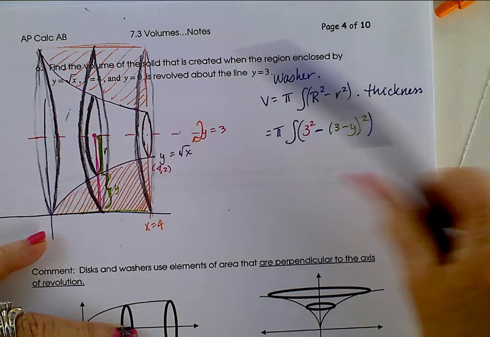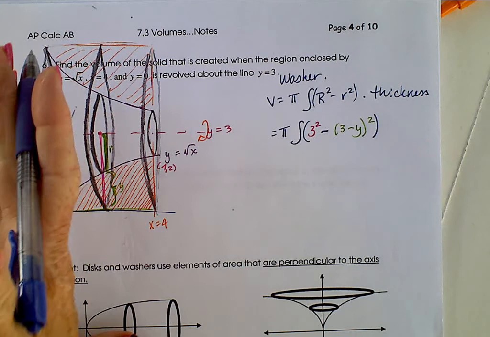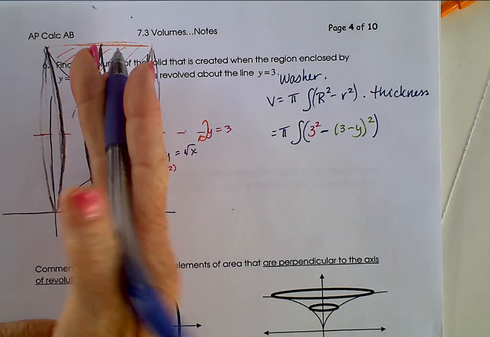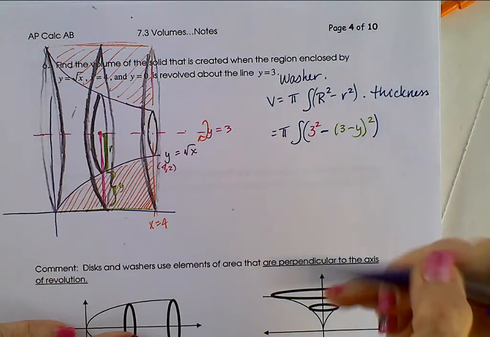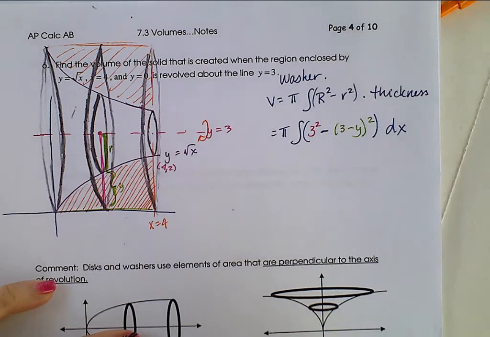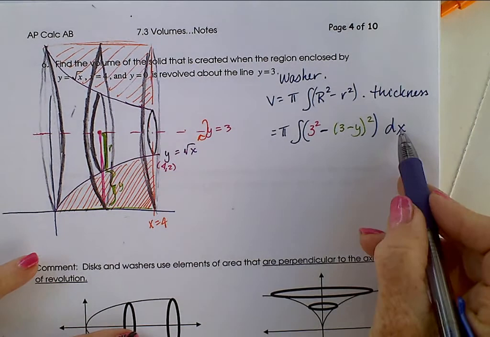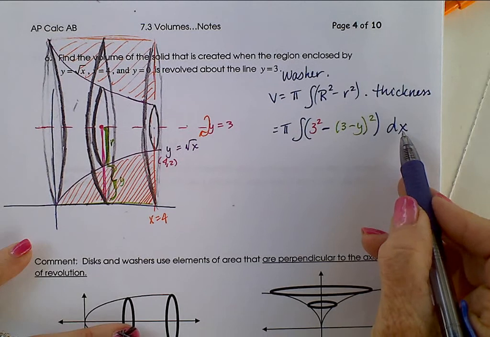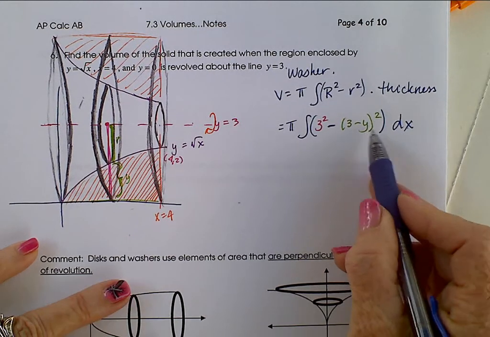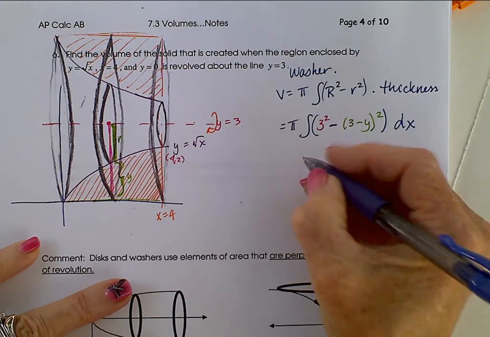All times thickness, and our thickness here, we're slicing through this way. These are dx slices. Problem with our variables, we have x's here and y's inside of there, so we'll need to change out this y with the square root of x.